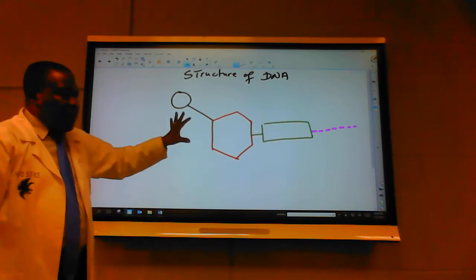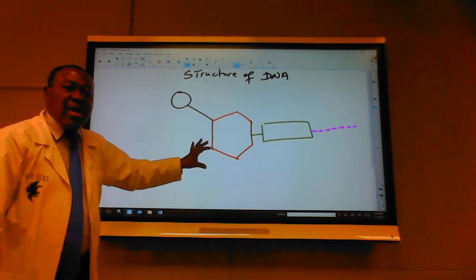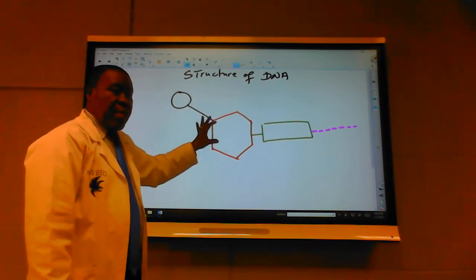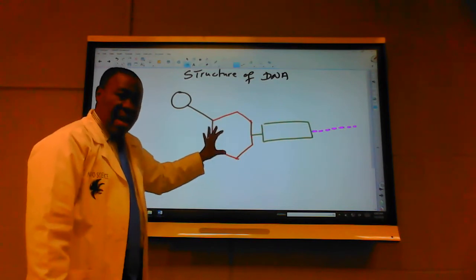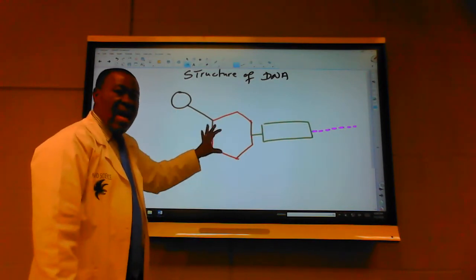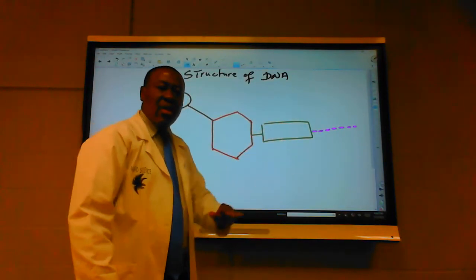So when you look at this DNA molecule, you can pretty much tell there are three main parts of the DNA. First you have the circle, then you have what looks like a stop sign. That's the best way to try to remember it. A stop sign or a hexagon, and then you have a rectangle, and then you have a dot, dot, dot.